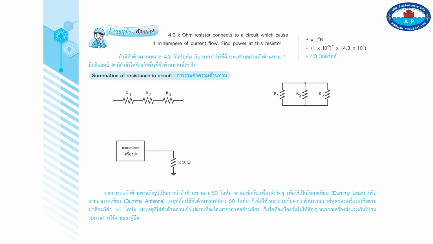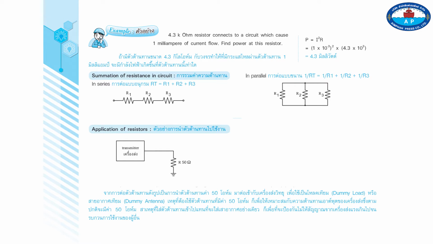Summation of resistance in circuit. In series, RT equals R1 plus R2 plus R3. In parallel, 1 over RT equals 1 over R1 plus 1 over R2 plus 1 over R3.